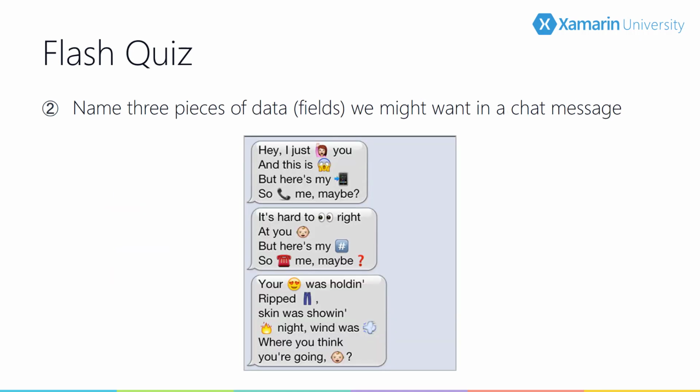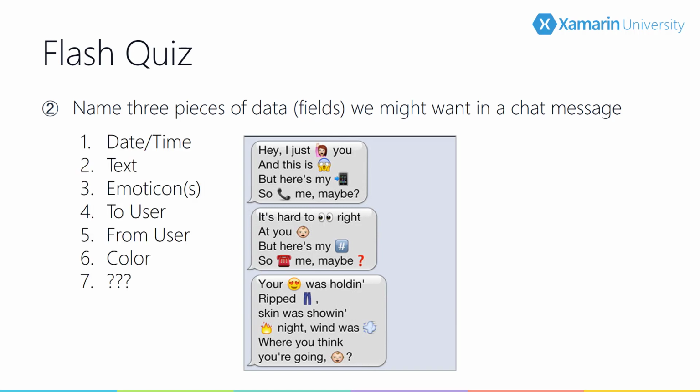Let's try this again, a little bit different. Name a few pieces of data or fields that you may find in a chat message. All right, so now inside that message class, what are some of the fields that you may see, as I talked about? So some of you see are the date and time it was sent, the actual text, who you're sending it to, who it's coming from, the color. You can imagine a lot of different things here.